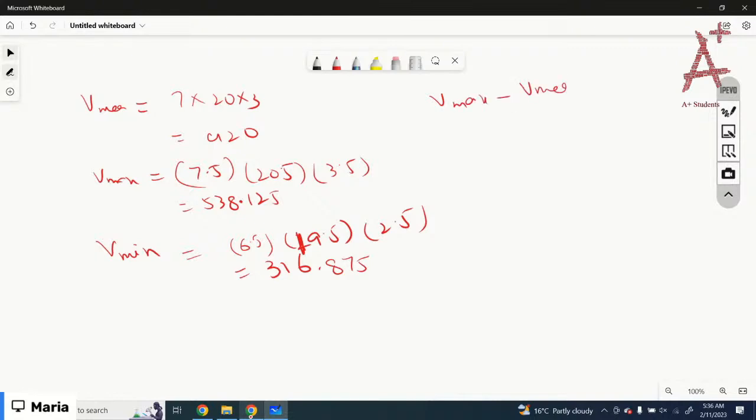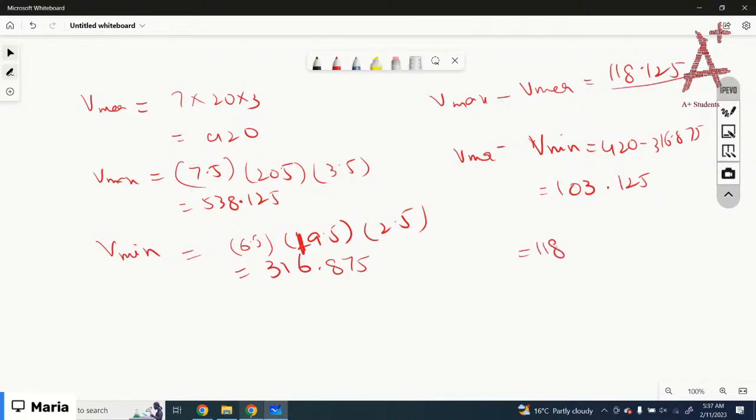Okay, so just subtract the measured volume from the maximum volume. Got it? It would be 538.125 minus 420, so it is 118.125. Then you have to calculate the measured one minus the minimum. So it would be 420 minus 316.875. That would be 103.125. Okay, so the maximum difference is the larger one.